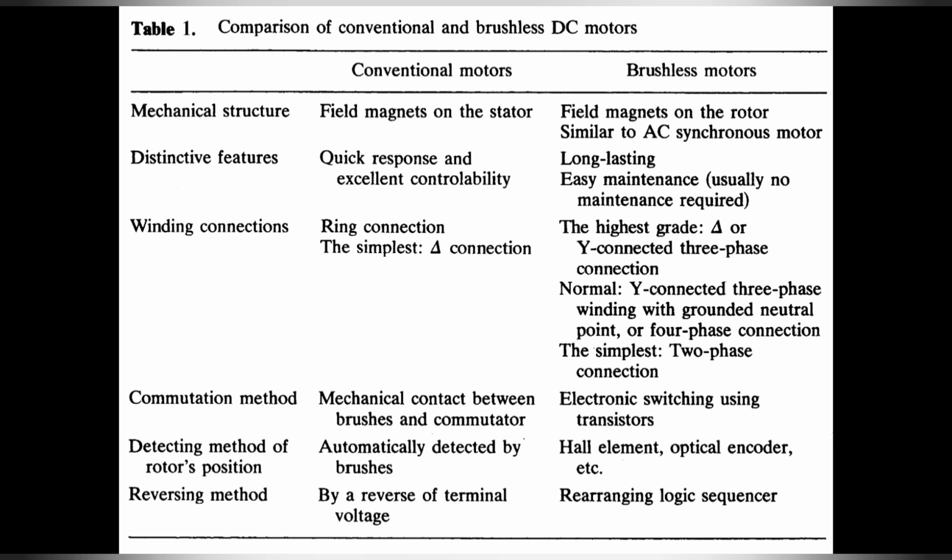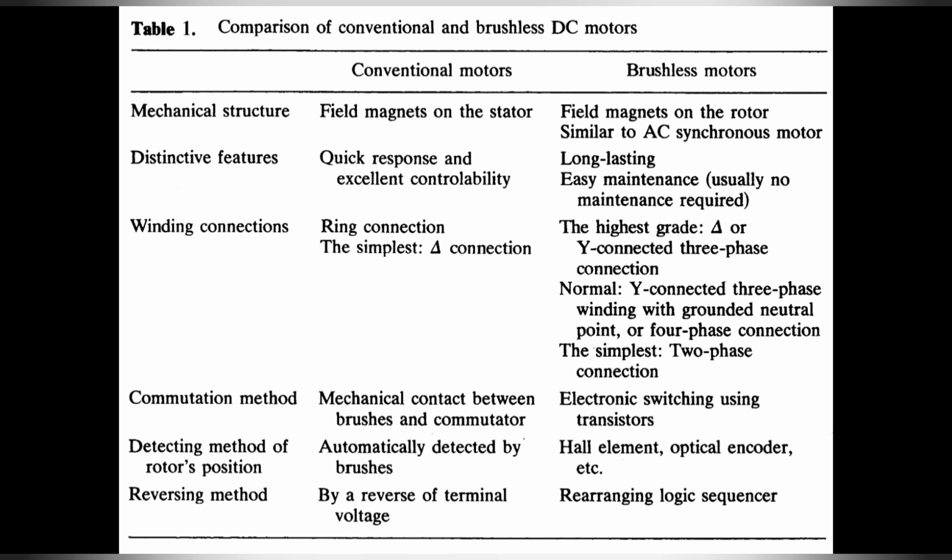Taking up the mechanical structure, the field magnets will be present in the stator of a conventional motor, whereas in a BLDC motor the field magnets will be available on the rotor, similar to the AC synchronous motor. And as for distinctive features, quick response and excellent controllability are available in conventional motors, whereas long life and easy maintenance are the distinctive features of brushless DC motors. Usually no maintenance is required in brushless DC.